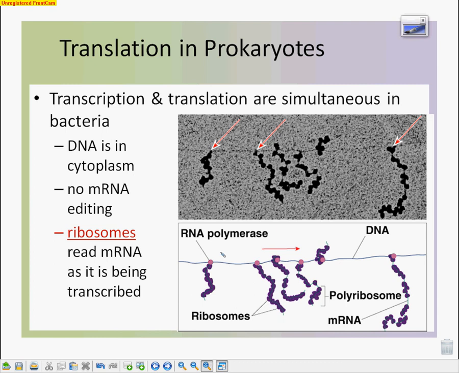These are all different types of ribosomes. Here's your RNA polymerase. And from that point on, as soon as you make that messenger RNA, you have tons and tons of ribosomes that read it. And we're just moving down along the DNA strand. And that's what this picture is showing.